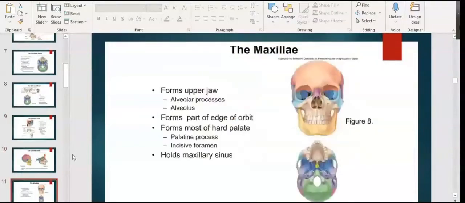The maxilla. So this is the maxilla right here like that. This area where our upper teeth are, right? This area right here is going to be the alveolar margin. We're going to have a hole here. The infraorbital foramen is going to be called infra because it's below your orbit. So it's going to be called infraorbital foramen.